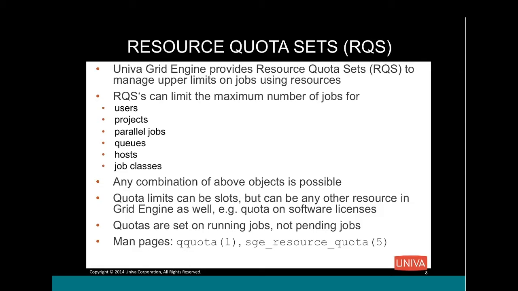Now, it's very particular because those quotas are set on running jobs, not pending jobs, so that's an important thing. And resource quota sets can affect different Grid Engine objects. For example, as you can see from the slide, it can affect users, projects, parallel jobs, queues, hosts, and job classes. And so, of course, if you need more information on resource quota sets, you can read the man pages or read the information on SGE resource quota. But for now, we'll just give you a little more detail about resource quota sets and how they work.